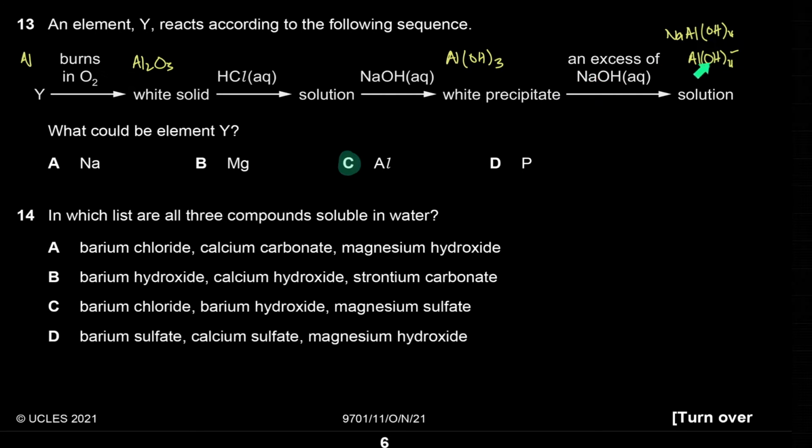With an excess of NaOH, you make this guy, which is soluble in solution. So the answer here is C. In which list are all 3 compounds soluble in water?